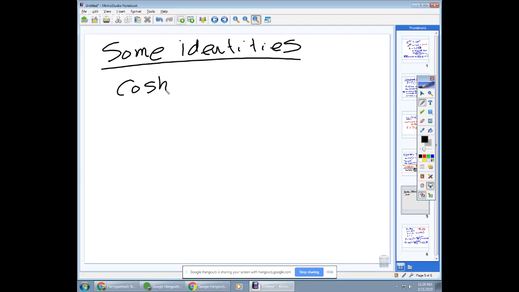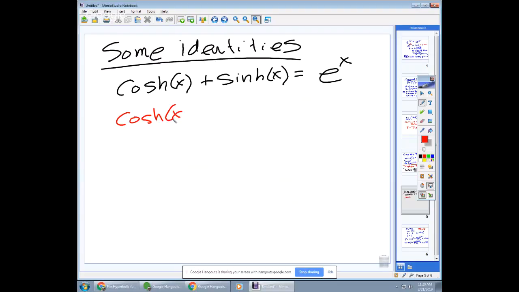If you take the cosh and you add it to the sinh, you get e to the x. A whole bunch of stuff cancels. You could try that on your own and see. It's pretty simple to show. If you subtract them, any guesses? Negative e to the negative x? E to the negative x is what you would get if you subtract them. Yep. A bunch of stuff cancels.